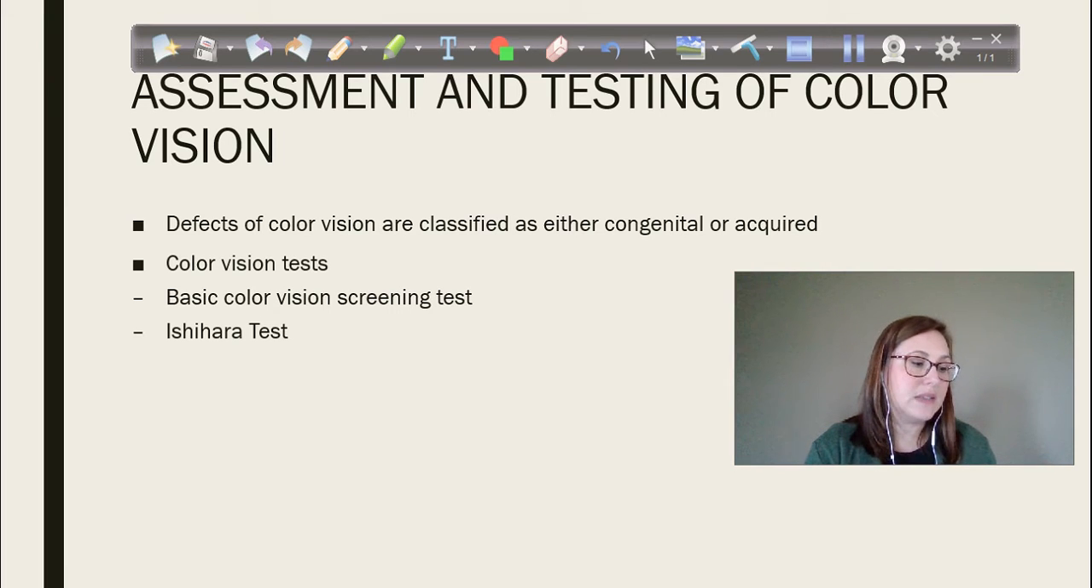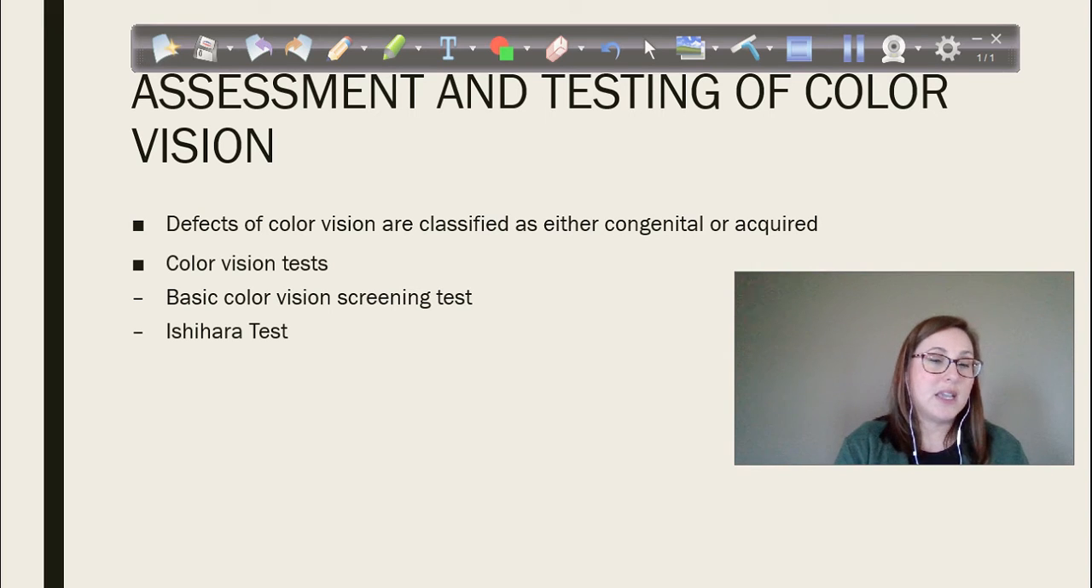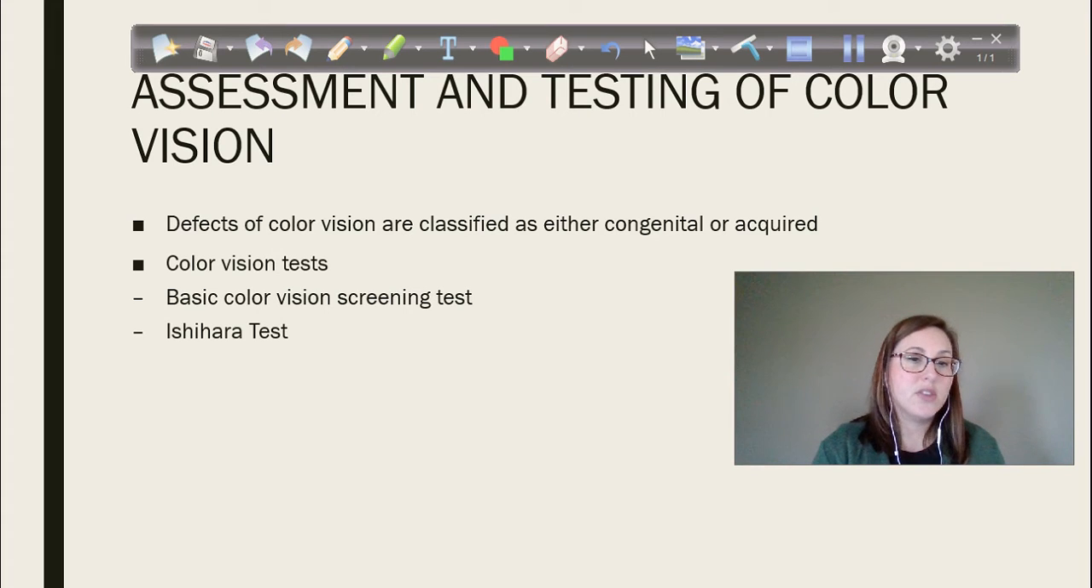A color vision test can detect congenital color vision deficits, and it can be performed in the office. It's a basic color vision screening where, if you're just doing basic, on that Snellen chart there is a single red line and a single green line. That would just be a basic color vision screening that you might do when you're performing that Snellen test. The more in-depth is the Ishihara test, and we'll talk about that.